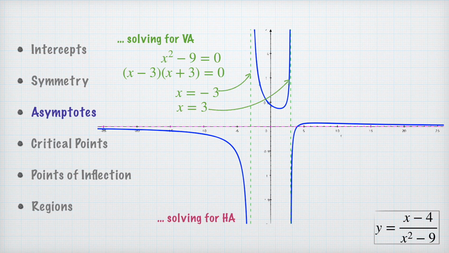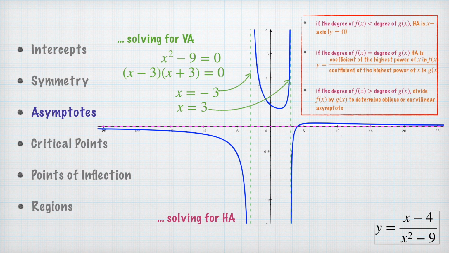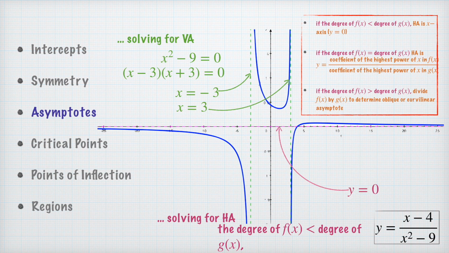Now, solving for the horizontal asymptote, if we look at the given function, the degree of f of x is less than the degree of g of x, so the horizontal asymptote is the x-axis, or that is y equals 0. Notice here that the curve crosses the horizontal asymptote at x equals 4, which is also the x-intercept of the given function. Now, that is how you determine the vertical and horizontal asymptotes of a given rational fraction.